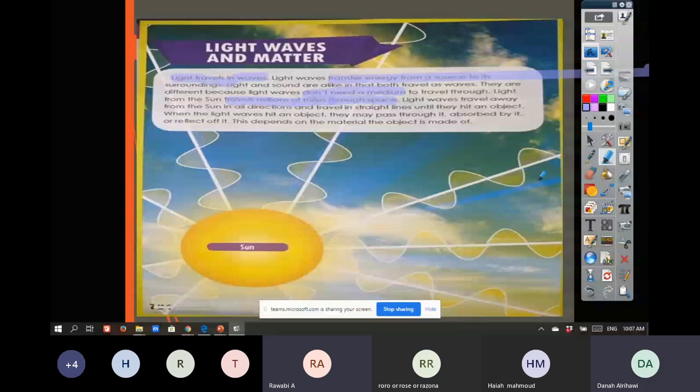Razan, yes. Light waves travel away from the sun in all directions and travel in a straight line until they hit an object. So, on page 724, light travels in waves. Energy from the source is moving. Please mute, my darling.